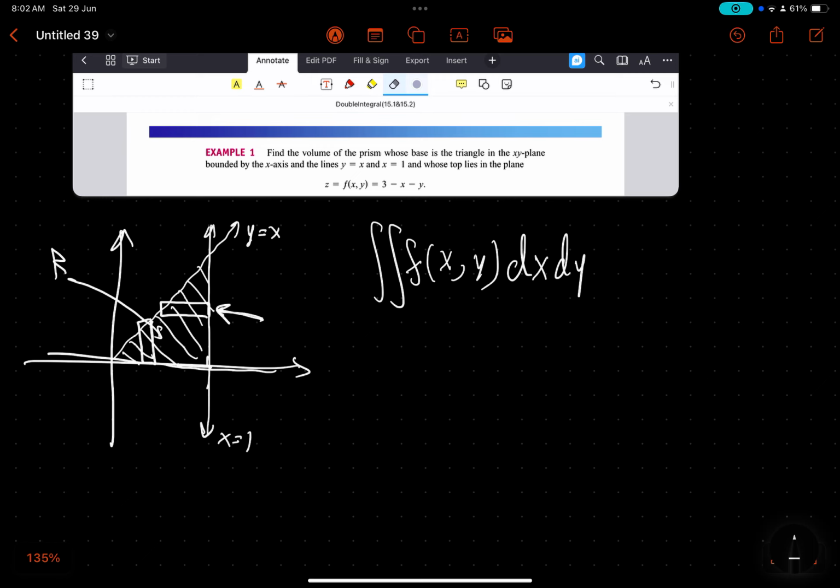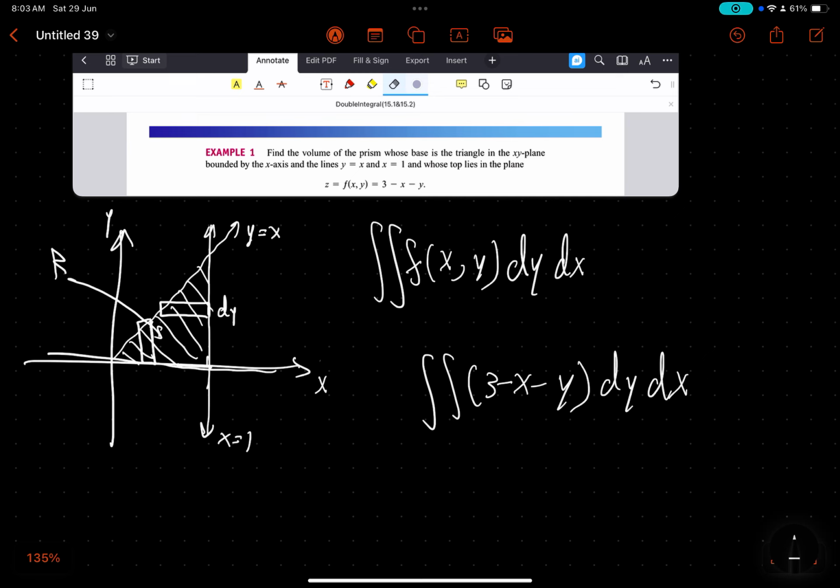Now for horizontal rectangles, we're going to integrate with respect to y first. If you're wondering why, this is dy, so you need to integrate with respect to y, and this is the height. So now let's try to do it with our function, 3 minus x minus y, dy dx.